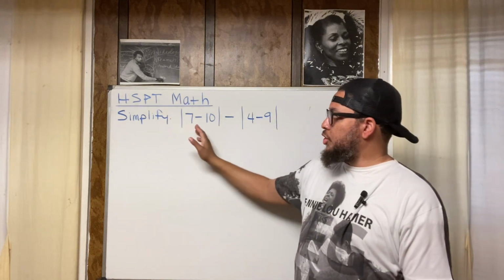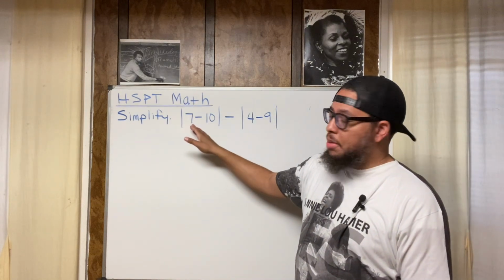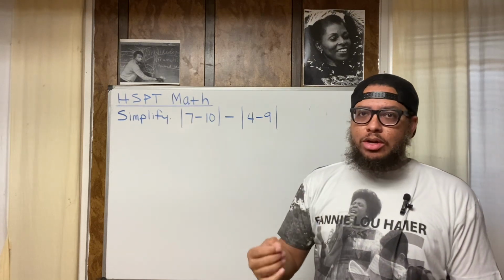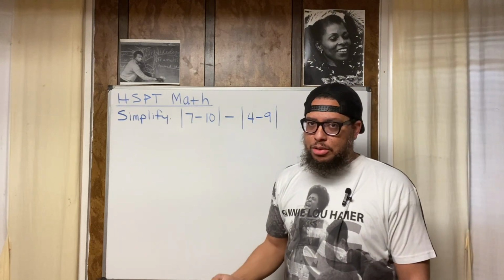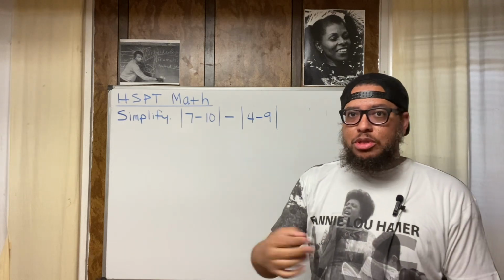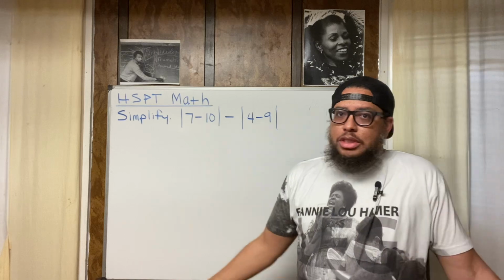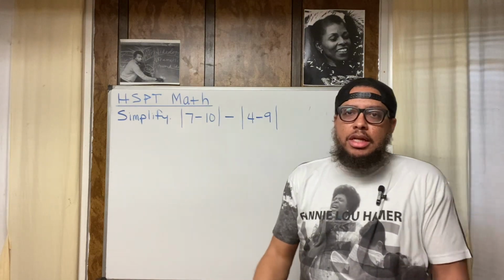All right. What you should be doing is simplifying 7 minus 10. And again, you got to know how to add and subtract positive and negative numbers. You got to know how to subtract bigger numbers from smaller numbers. You got to know that 7 minus 10 is negative 3. You just got to know that. Ain't no way around it.